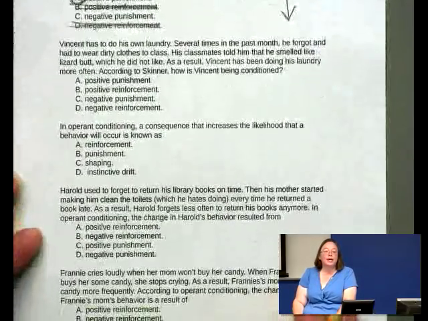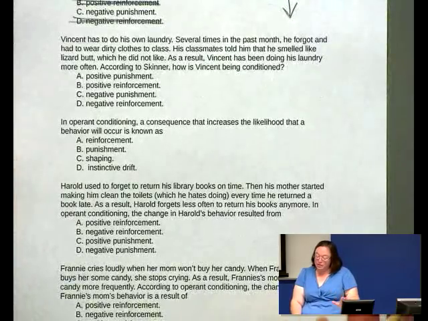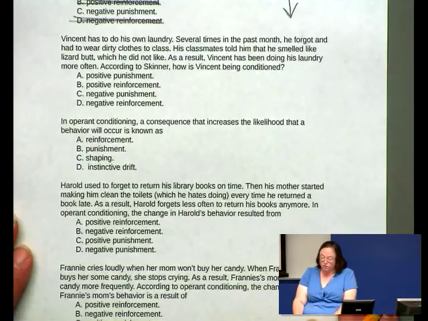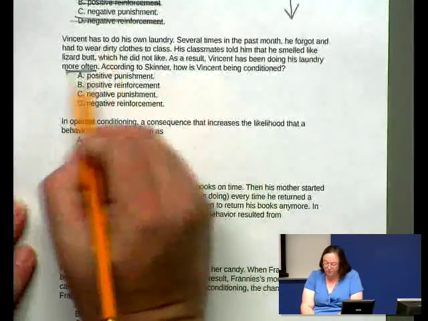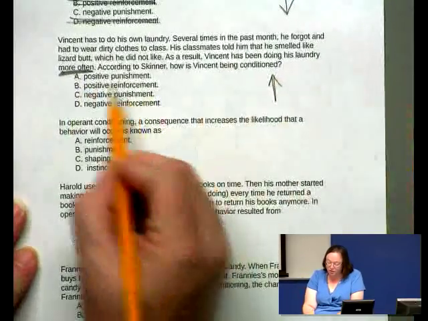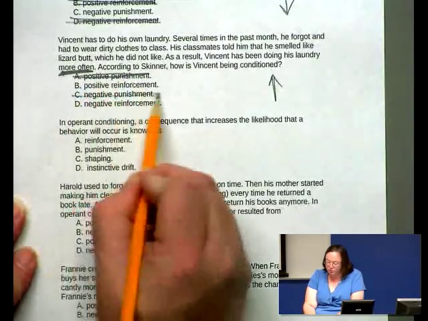All right. Now we have Vincent here, who has to do his own laundry. Several times in the past month he forgot and had to wear dirty clothes to class. Classmates told him that he smelled like lizard butt, which he did not like. As a result, Vincent has been doing his laundry more often. All right, there, more often. There's a reinforcement here. So we got to cross out our punishments here.